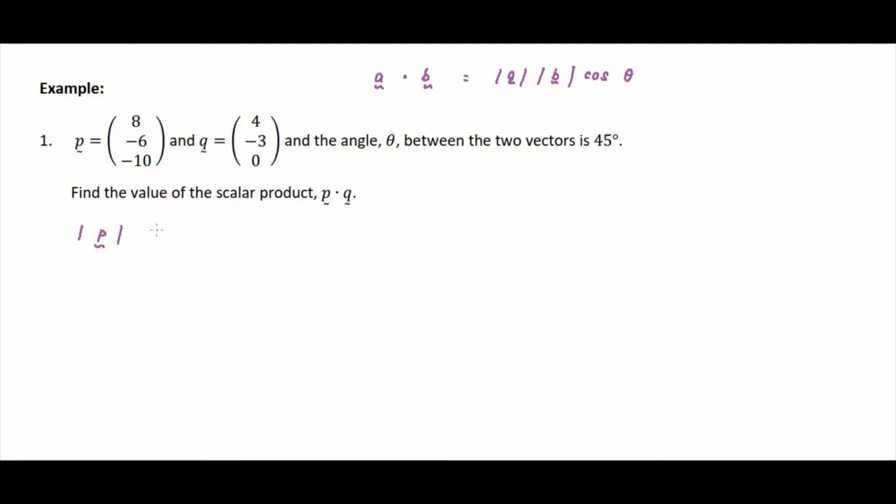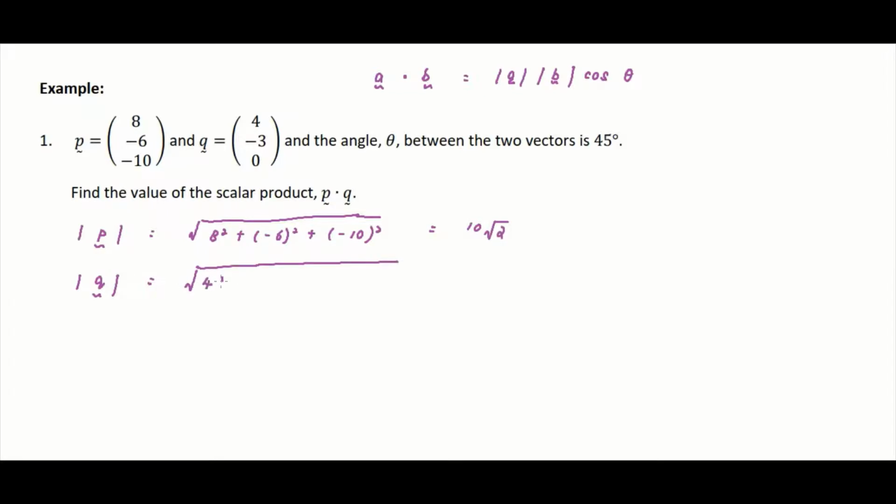The magnitude of the vector P is equal to the square root of 8 squared plus negative 6 squared plus negative 10 squared. From here I'll be able to get my answer, which is 10 square root 2. You just use your calculator to solve this. Then modulus Q is the same thing: 4 squared plus negative 3 squared plus 0 squared. For this one I get square root 25, which means it's going to be 5.